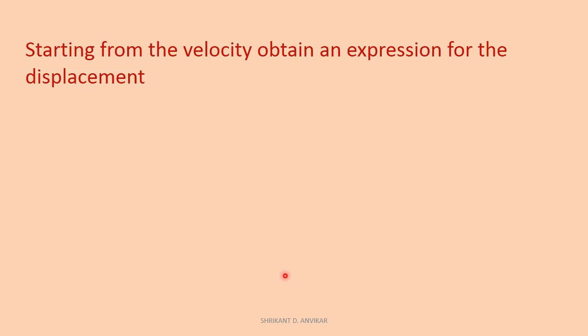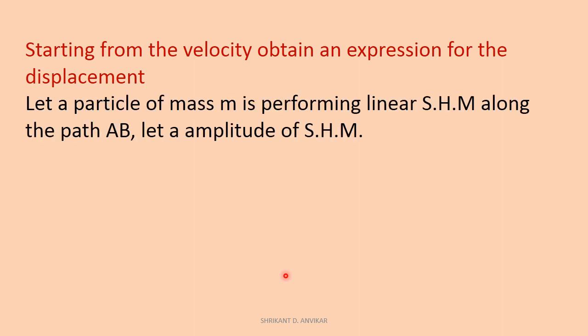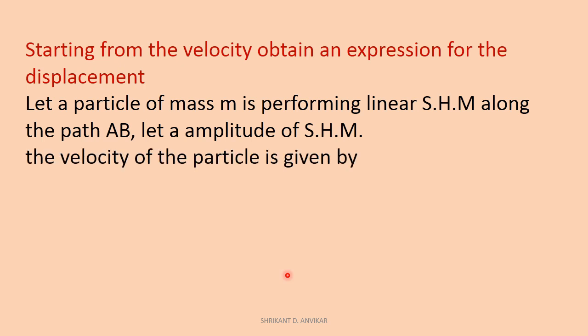In today's topic, we calculate the expression for displacement of a particle starting from velocity. Consider a particle performing simple harmonic motion along path AB. Suppose M represents the mass of the particle and A is the amplitude of the simple harmonic motion.